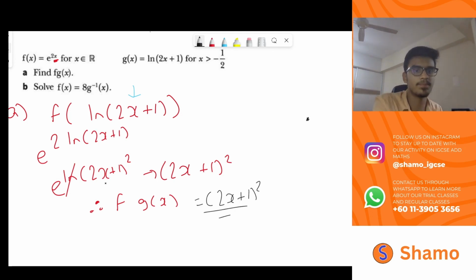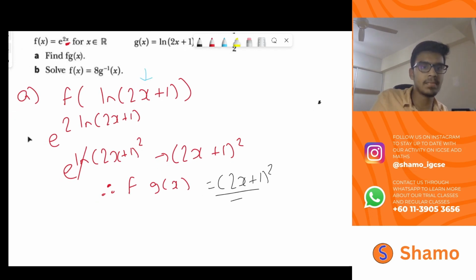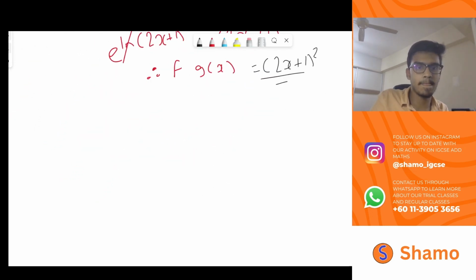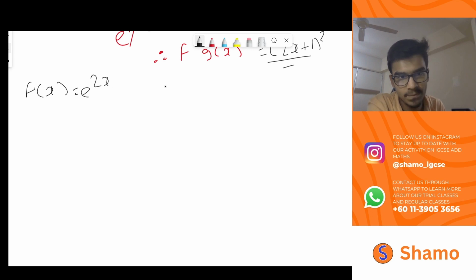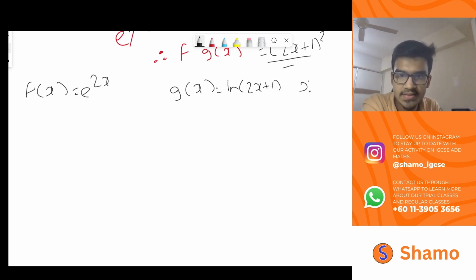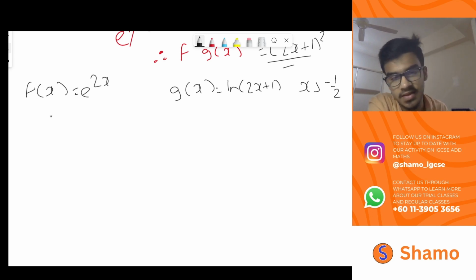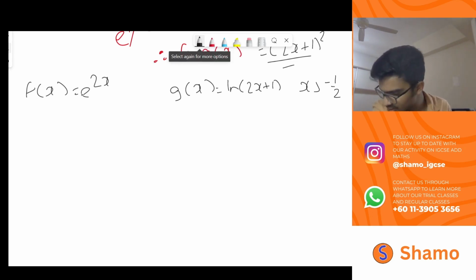Okay, very good. Now part B, this is where it's a little bit interesting. Let me just write the functions again, because I have to go down a bit. So f(x) was e to the power 2x and g(x) was ln(2x plus 1), and x is greater than -1/2. The domain is important, because there can be some cases where we accept some answers and reject others. So what's the question asking us?